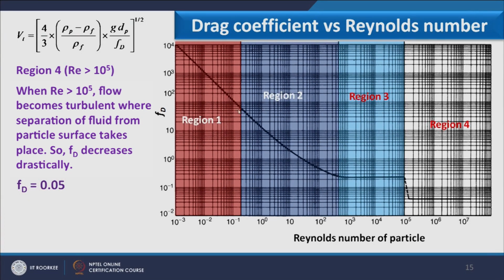So, considering all these regions, we can define different equations for terminal settling velocity. In the same line, for region 4 we can write the expression of terminal settling velocity considering Fd equal to 0.05, and that 0.05 we can put over here and further resolve this. So, this is the final expression of terminal settling velocity when the particle is moving in the developed turbulent zone, where the Reynolds number is greater than 10 raised to the power 5.